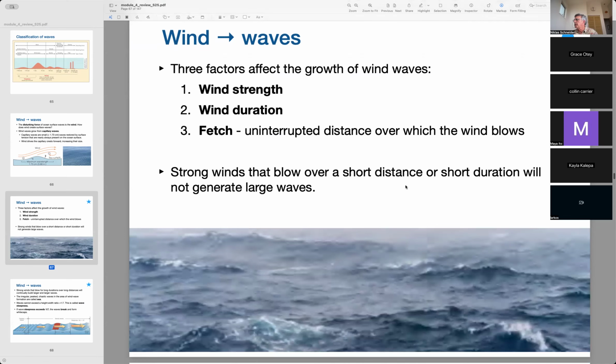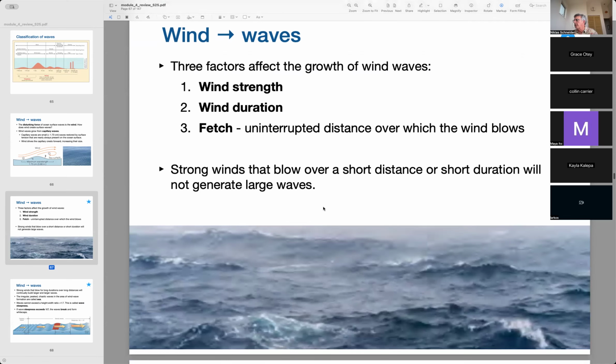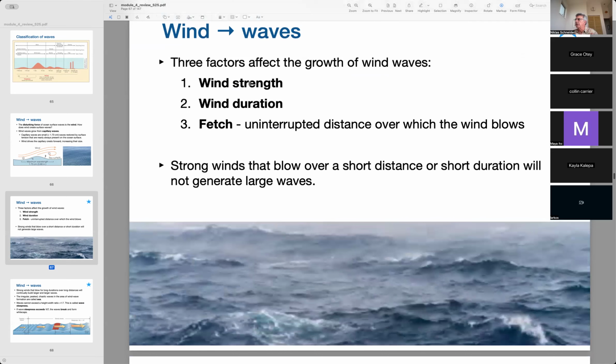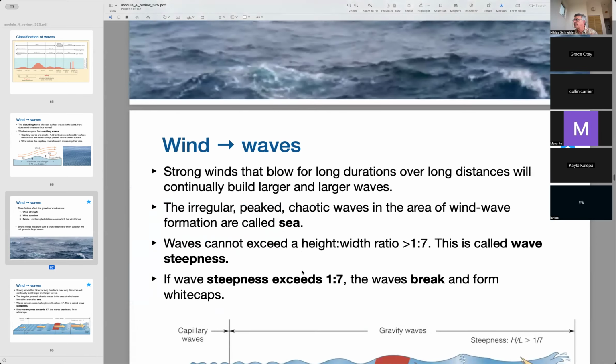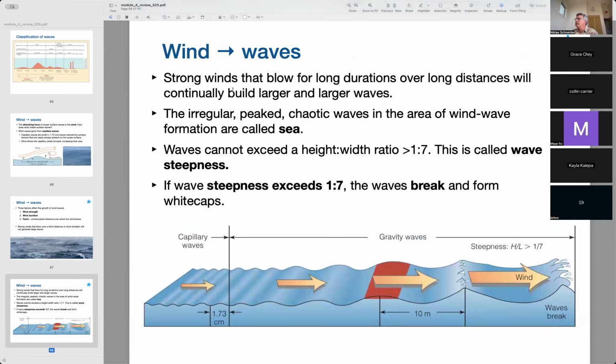Right? So winds that blow over a short distance and short duration will not generate large waves. However, if winds are strong and they blow for a number of days and over 1,000 kilometers, a large fetch, they will generate these sort of fully developed seas that you see here. So the strong winds that blow over long durations and long distances will continually build larger and larger waves. And these irregular, peaked, chaotic waves that we see right in the generating region, that's called the sea.